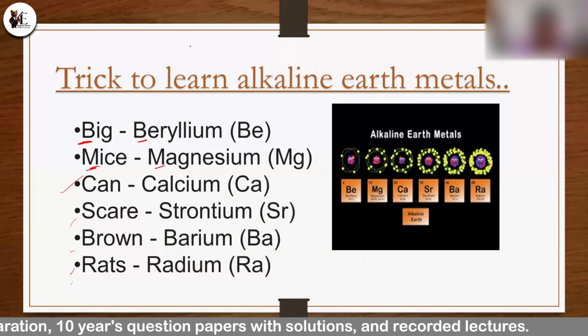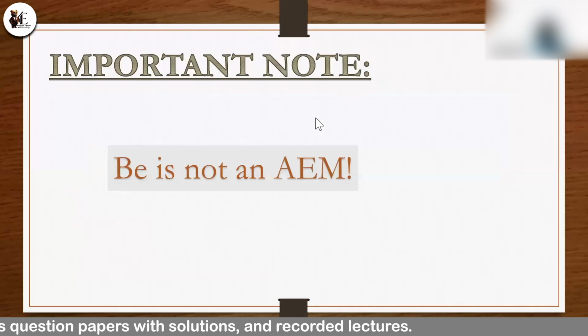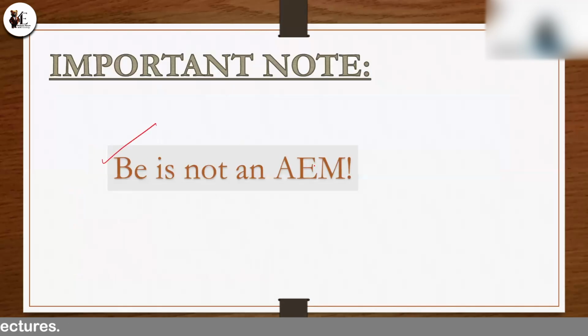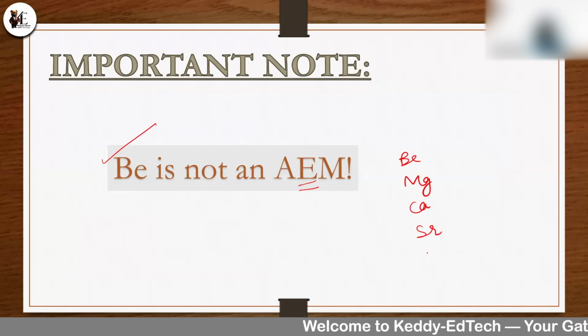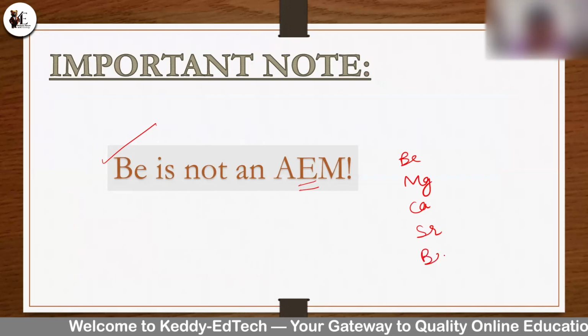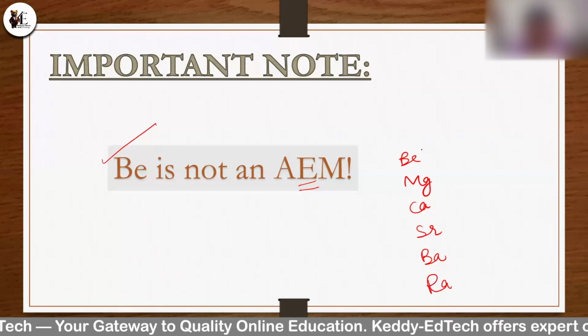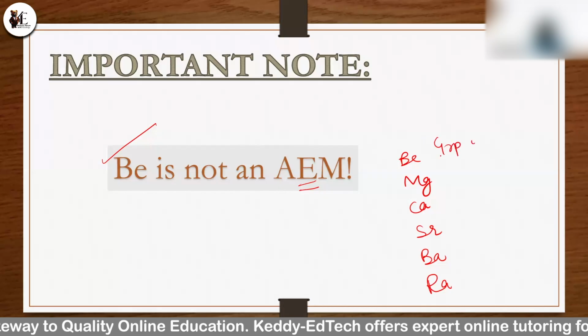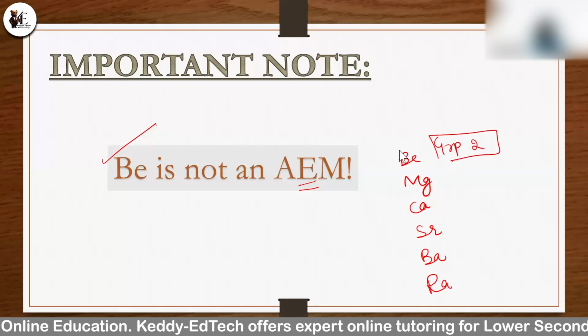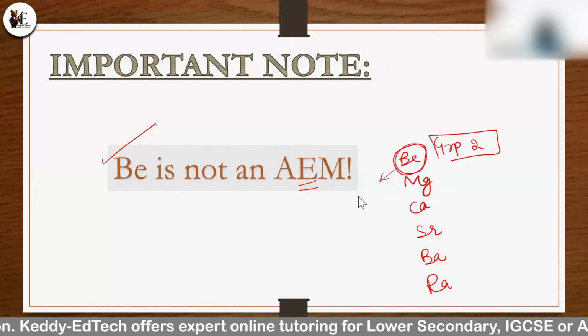Okay. There is a very important note here. Many students don't know this, but as you are an intelligent student, you should know that beryllium is not an alkaline earth metal. As we have studied: beryllium, magnesium, calcium, strontium. What next? Barium. Next. Radium. Very good. These are known as your group 2 metals, but from here, beryllium is the only metal which is not an alkaline earth metal.